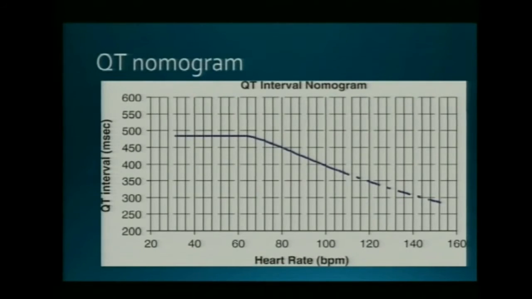So the QT nomogram is a simple tool. It's just like the Rumack-Matthew nomogram for paracetamol toxicity, for example. You have the y-axis, which is the absolute QT interval, not the corrected one, and then you have the heart rate. You just plot the absolute QT interval against the heart rate. If the intersection lies below the nomogram, the risk of developing Torsades is negligible, so it's okay not to put the patient in a monitored bed, for example. But if the intersection is above the nomogram, then there is significant risk of developing Torsades.